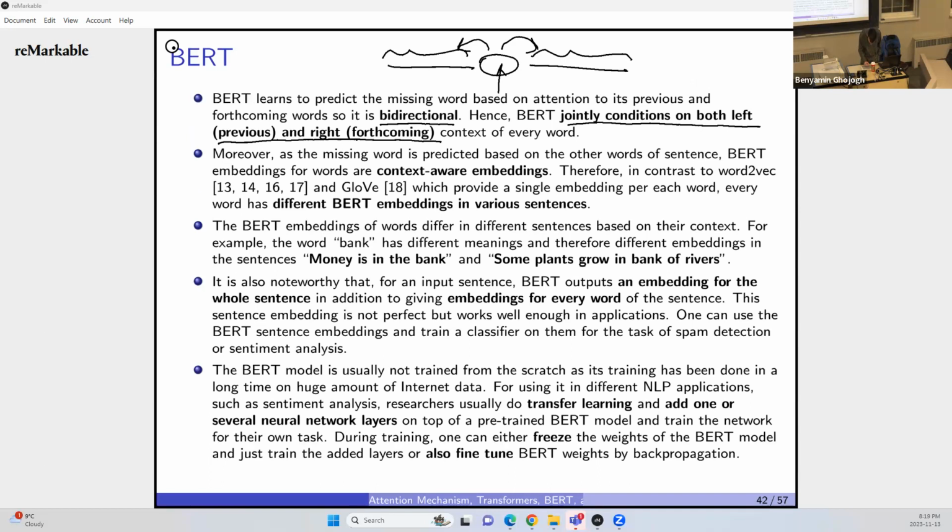Moreover, it is a context-aware embedding. Again, because it's conditioning on the other words in the sequence. As a result, it will have different embeddings for the two banks in these two sentences: vegetation in the bank of the river, and money is in the bank. These two banks are different because the context is different, right? So it's context-aware embedding.